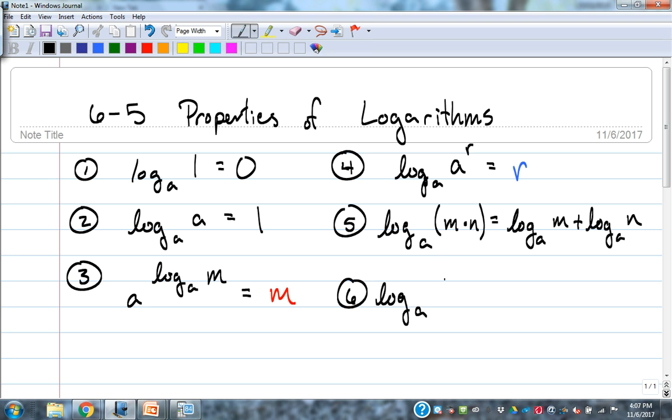On base A, let's do division, the quotient property. For dividing, what's the rule for exponents when you divide? Subtract. With the logs, top minus bottom. The same log base, and then it's the top minus the bottom. So you can turn a division problem into a subtraction problem, or turn a subtraction problem back into a division problem to make the equation more easily solved.